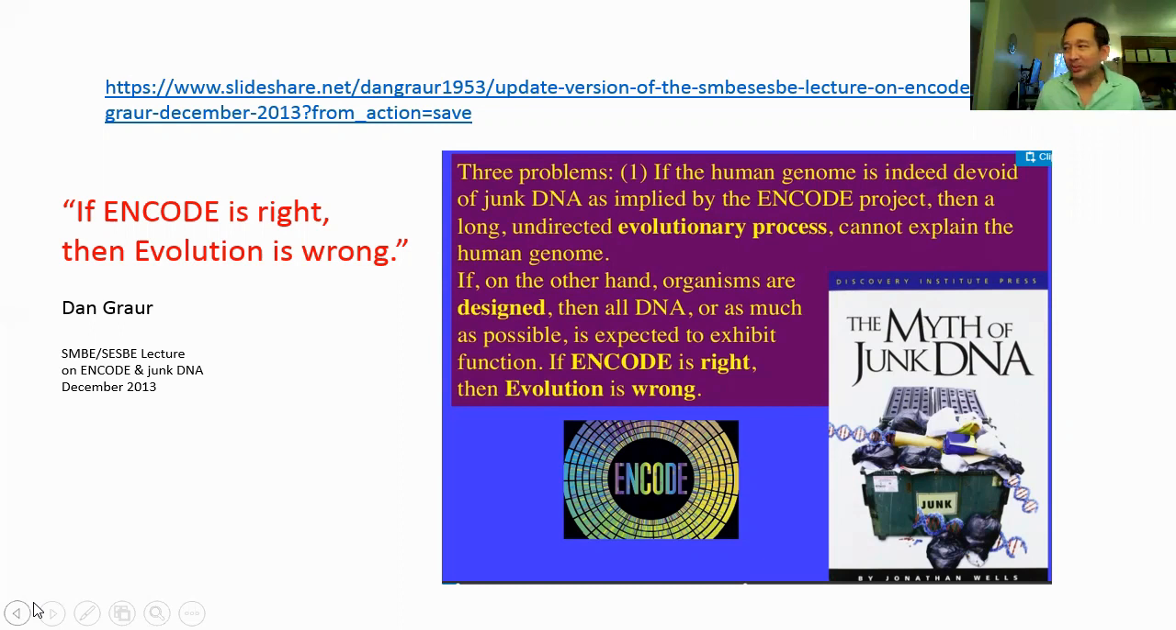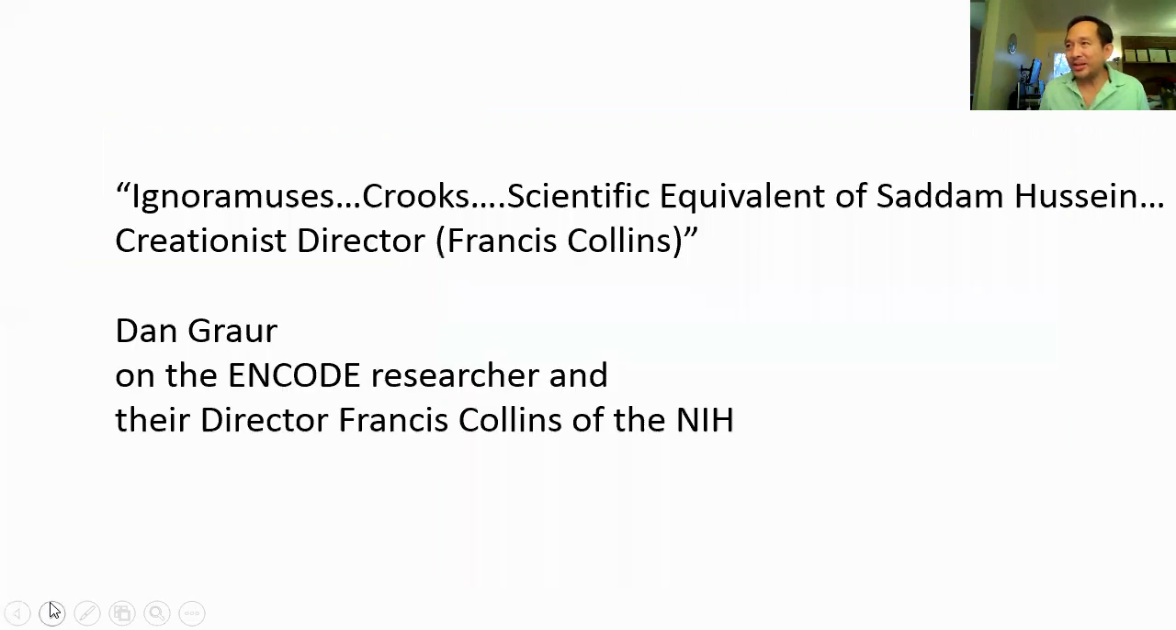So I'm just going to go through his mathematical reasoning. I'm not immediately going to say he's right or wrong, but I'm just going to try to state the theory and let people decide how close it is to reality. Now, Dr. Graur, again, he is an evolutionary biologist. He had this to say about the National Institutes of Health ENCODE project. He said, they're ignoramuses, crooks, the scientific equivalent of Saddam Hussein, and he called the director a creationist.